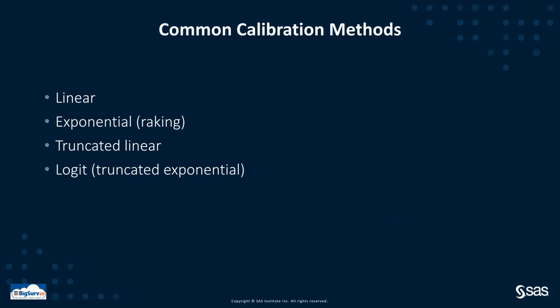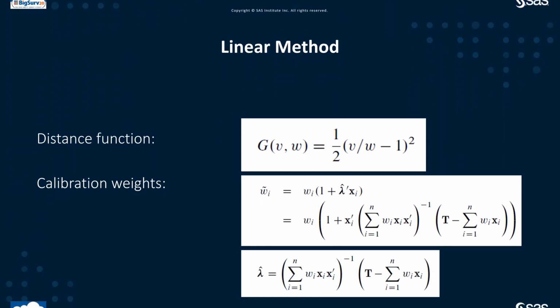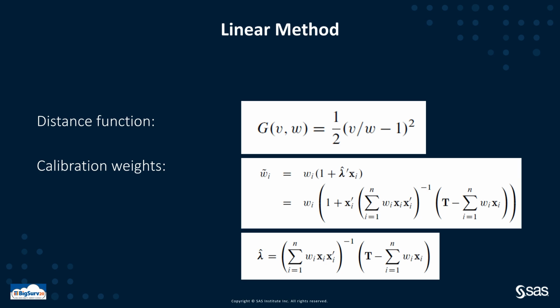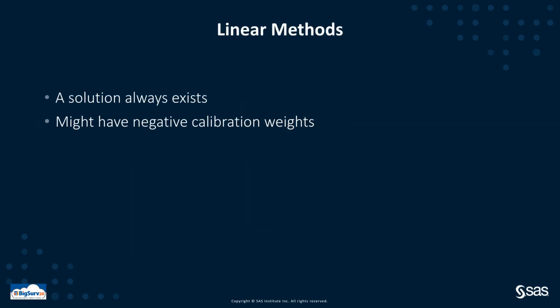The most commonly used calibration methods are linear, exponential, truncated linear, and LOGIT. Each method corresponds to a specific distance function. These are the four calibration methods available in the SurveyCalibrate Macro. When the generalized chi-square distance function is used, it's called the linear method, where you can easily solve the multiplier lambda hat to construct the calibration weights. Although a solution to the linear method always exists, in rare cases, this linear weighting method can yield negative calibration weights.